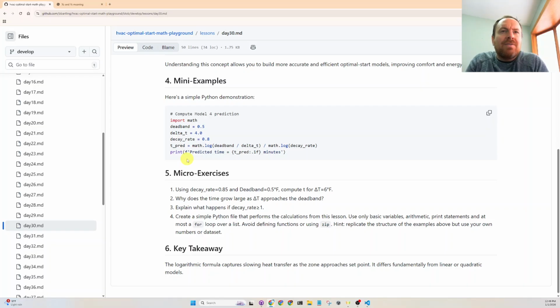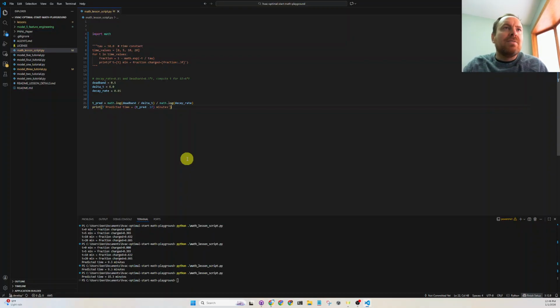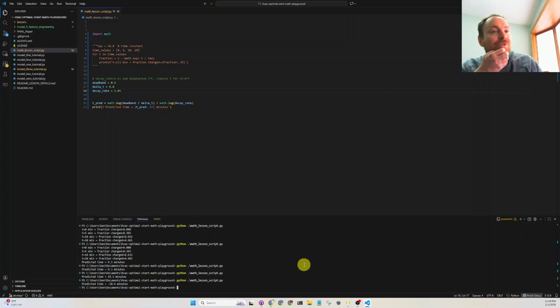Explain what happens if decay rate is greater than or equal to 1. Let's try it. Let's try 1.05. Ooh, it goes negative. Interesting. So I guess the decay rate would always have to be a value below 1, or else it won't decay.